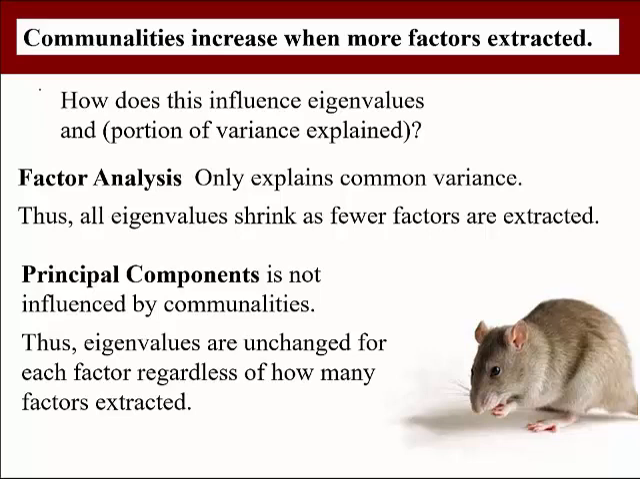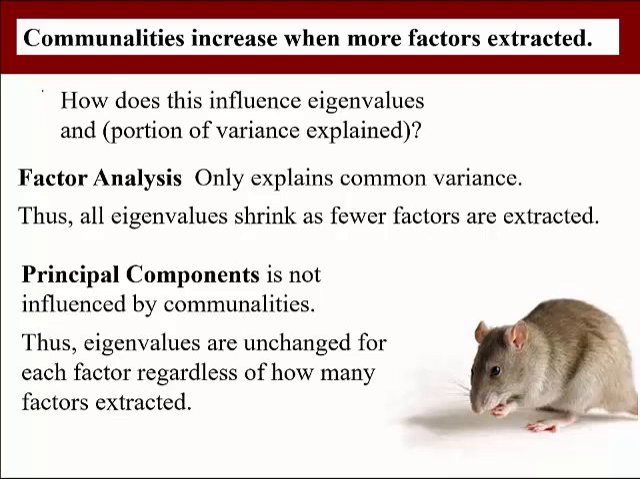So if you extract one factor, the communality is the amount of variance explained by that one factor. If you extract two factors, it's the amount explained by both factors, and that will be a little bit more than is explained by just one factor. And if you extract a third factor, then your communality will go up. So each time you extract another factor, that's one more thing you're using to explain variance in your items. And so as you extract more and more factors, the communalities increase.